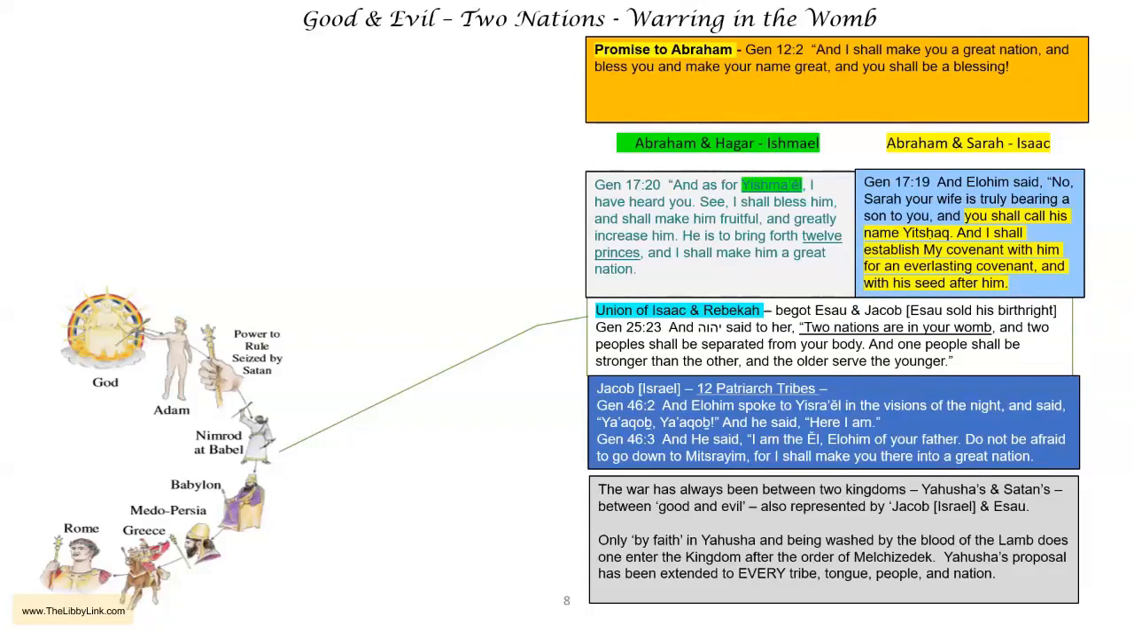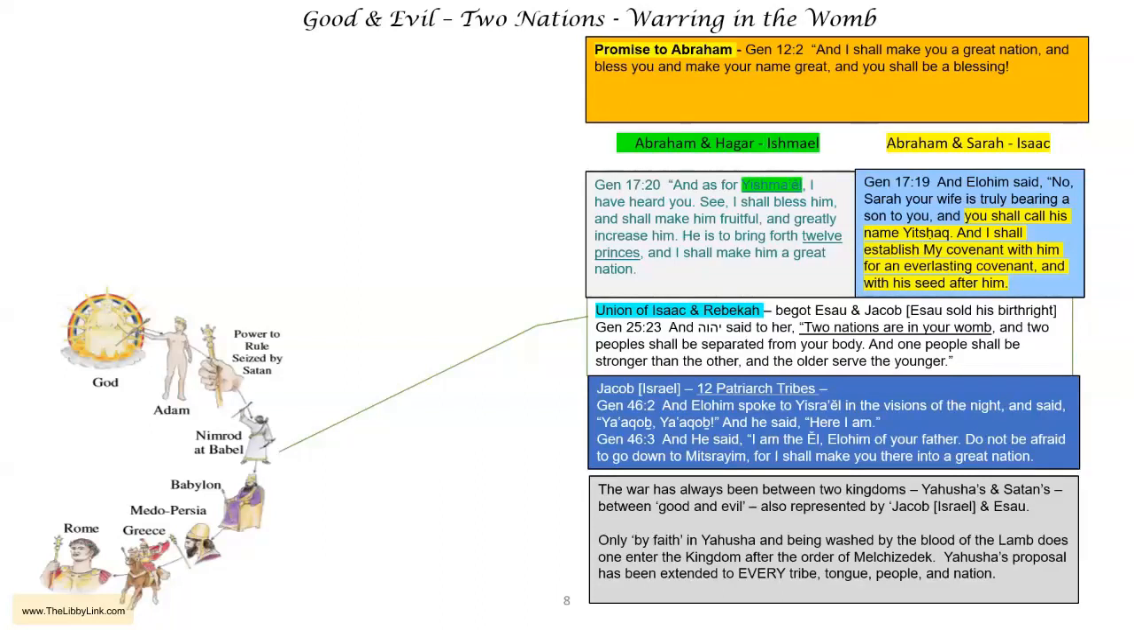So sometimes we make it more complicated than it has to be, because as Charlene has shown us, as history unfolds, we definitely can identify the players. Sometimes we speculate in the future, but as that history unfolds, we go, aha, that's the answer. And so good and evil can also be represented by Jacob, Israel, and Esau. Only by faith, any of us.